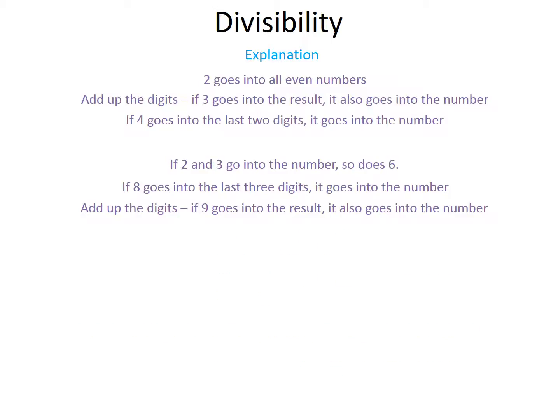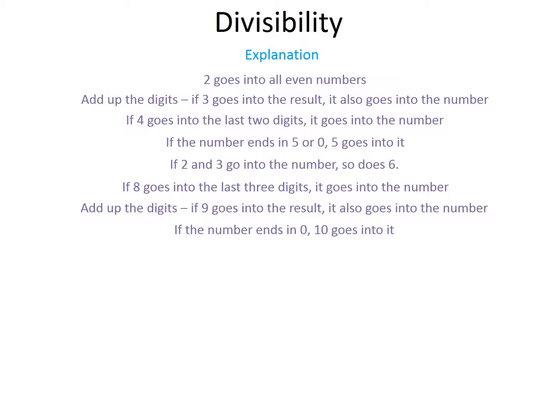Now the easiest two, 5. If the number ends in 5 or 0, 5 goes into the number. And 10, if it ends in 0, then 10 goes into the number. They're the easiest two that we got. Just look at the very last digit and you'll be able to tell if the number goes into it.